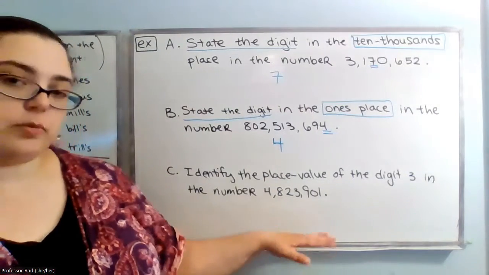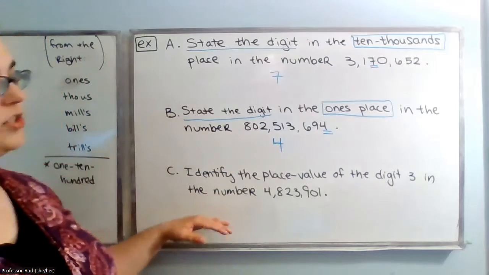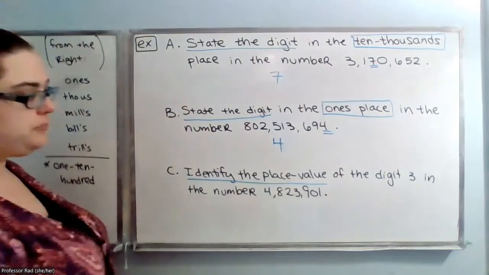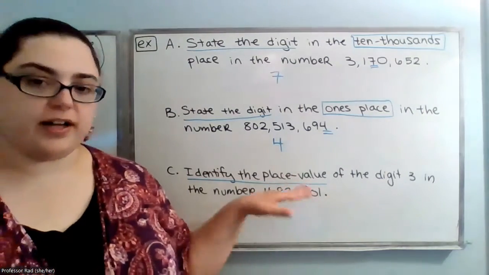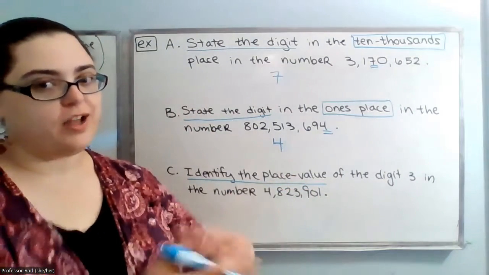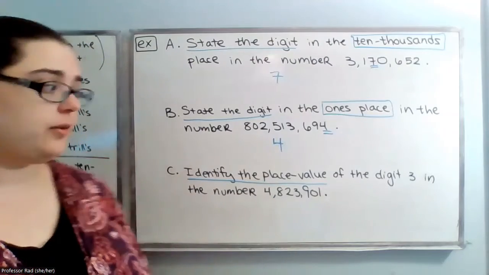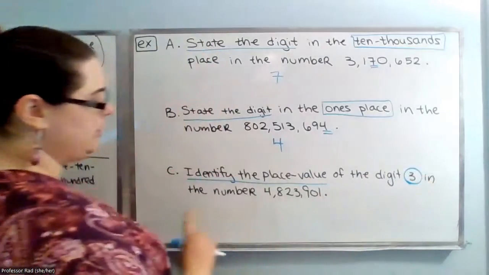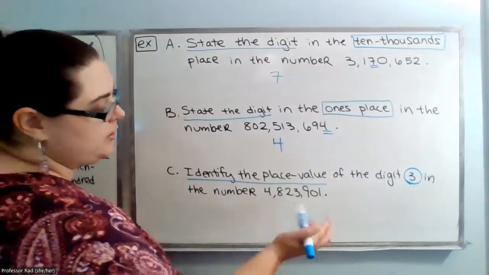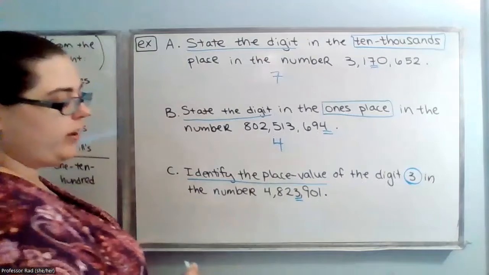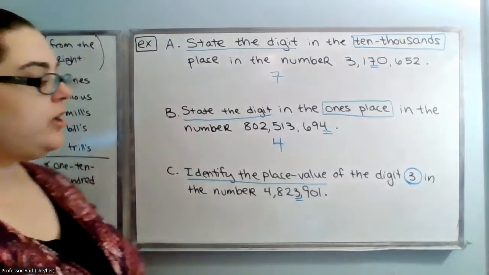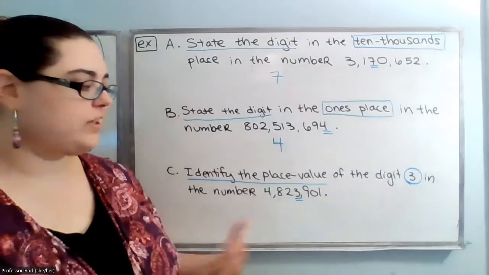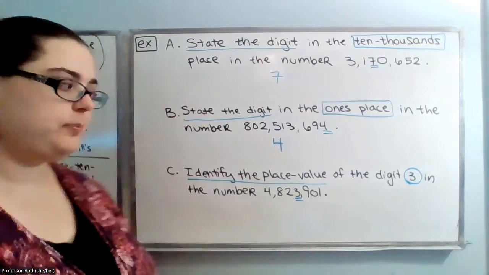Now example C is a little bit different, because now it doesn't say state the digit. It says to state or identify the place value. So since I'm identifying a place value, that means now I'm going to have a word or phrase as my answer. So we want to identify the place value of the digit 3 in this big old number here. So we're interested in where this digit lives. So just like we did before, we can state the place values moving from the right until we get to the spot we're interested in.